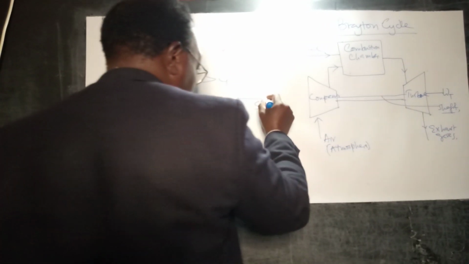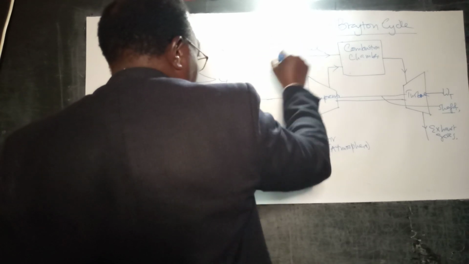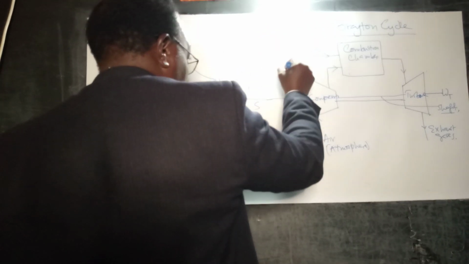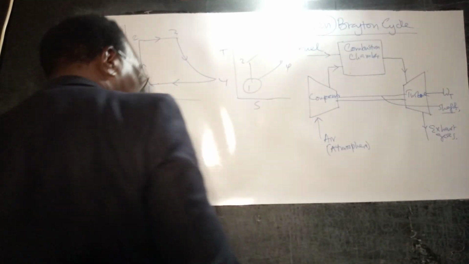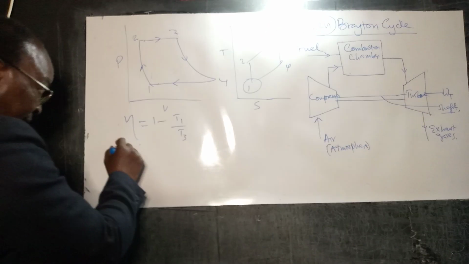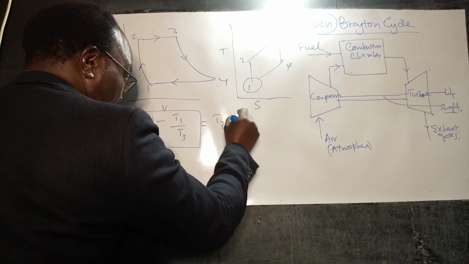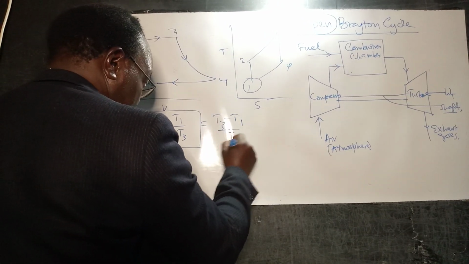Best illustrated in the entropy-temperature diagram. 1, 3. That corresponds to that. So basically it is (T3 minus T1) over T3.